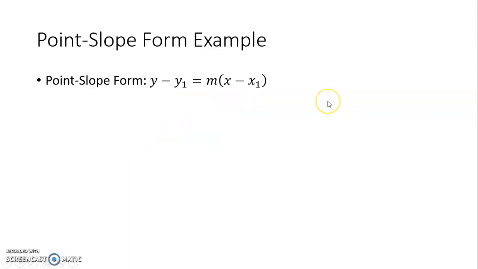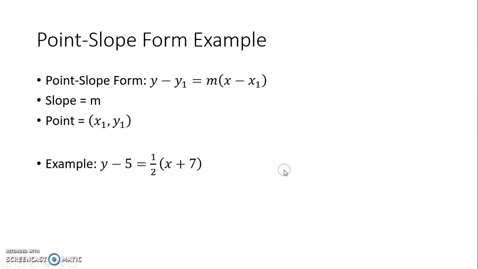Continuing along, let's do an example. So here's our point slope form. Our slope is m. Our point is x1, y1. And here's another quick example. Okay, so what would the slope be here?